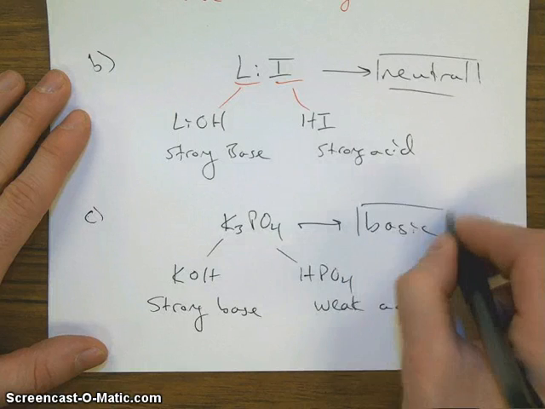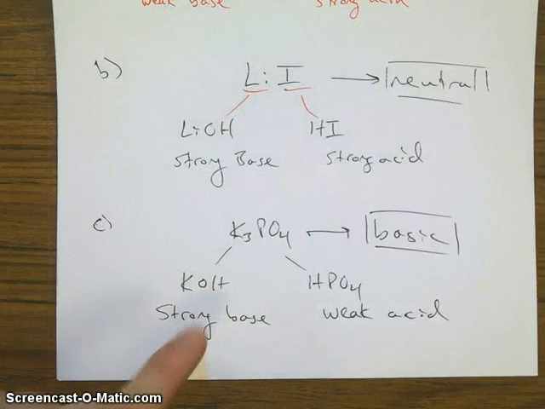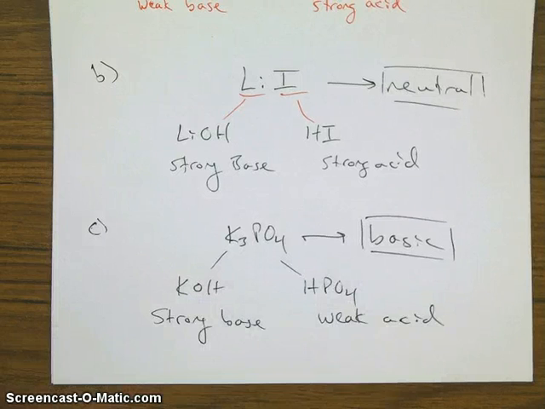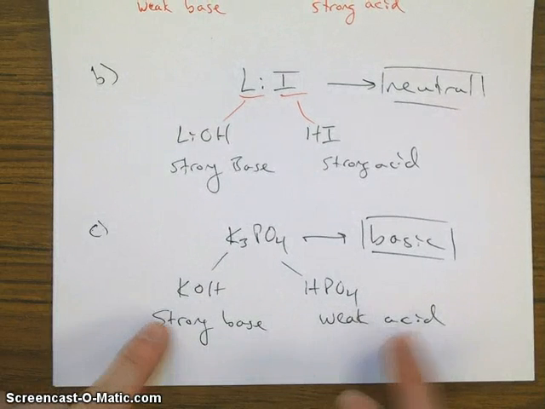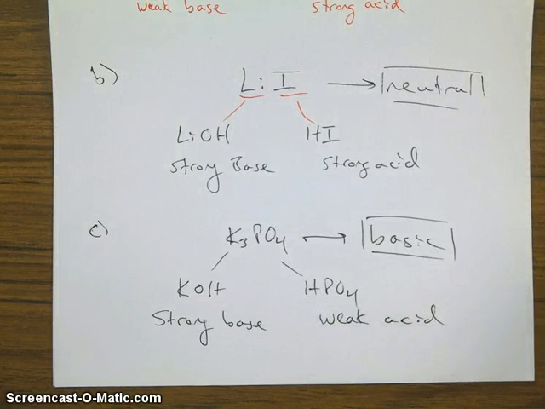This shortcut will always work: pairing up the cation with hydroxide and pairing up the anion with a hydrogen, and then identifying whether they're strong or weak, and then imagining the two combining together, and the net result. Here are the three possibilities that you have.